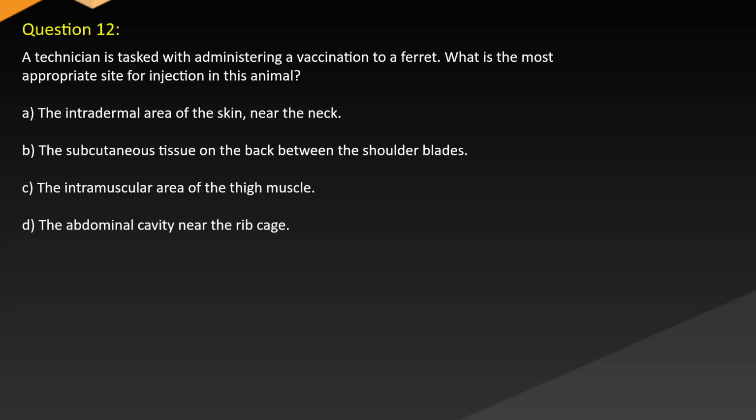Question 12. A technician is tasked with administering a vaccination to a ferret. What is the most appropriate site for injection in this animal? A. The intradermal area of the skin near the neck. B. The subcutaneous tissue on the back between the shoulder blades. C. The intramuscular area of the thigh muscle. D. The abdominal cavity near the rib cage.